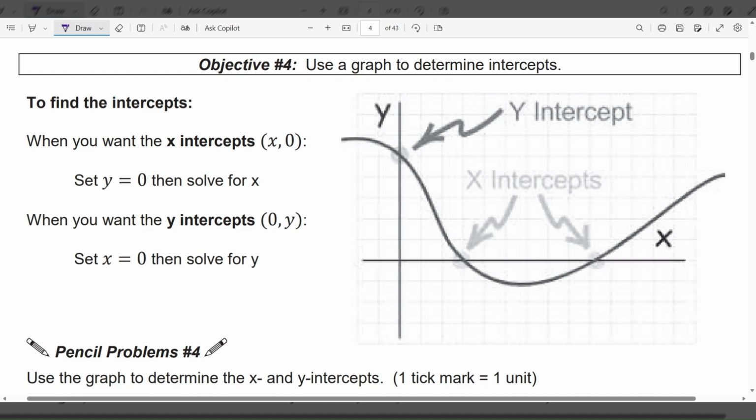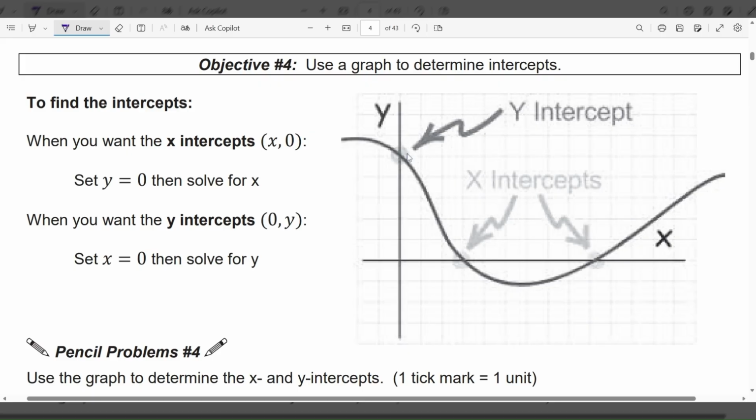All right, so now we're on objective number 4. We're going to use a graph to determine intercepts. So to find the intercepts, when you want the x-intercept, you're going to get the point (x, 0). So that means we're going to set our y equal to 0, then solve for x. So for your x-intercept, your y is 0. And for your y-intercept, your x is 0.